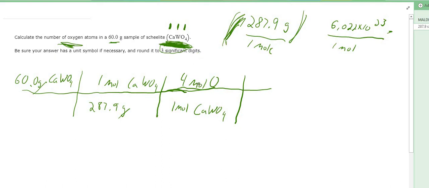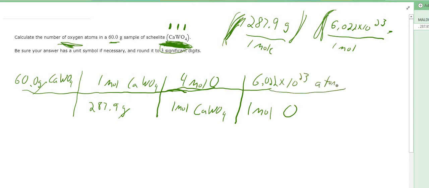Okay, I don't want moles of oxygen, I want the number of oxygen atoms. So now I can use my Avogadro's number to say that for every 1 mole of oxygen, there are 6.022 times 10 to the 23rd atoms. That's what Avogadro's definition is. Okay, so now let's make sure my units cancel out. My moles of scheelite cancel out. My moles of oxygen will cancel out. Each one of these is a true statement.